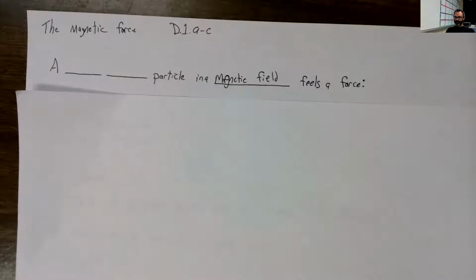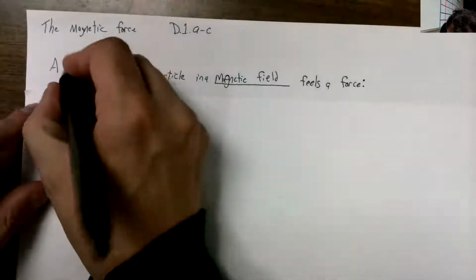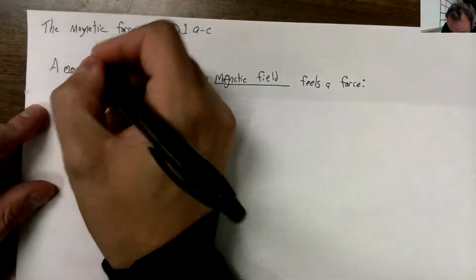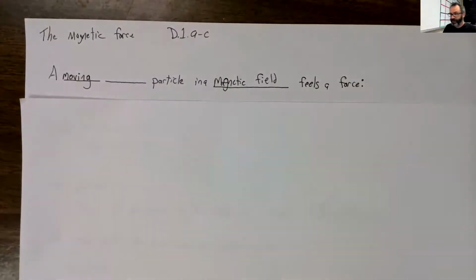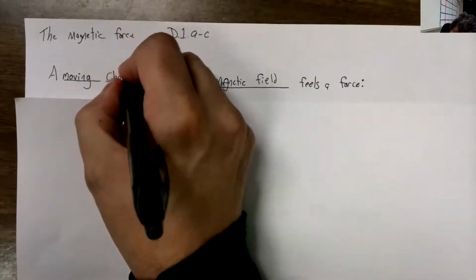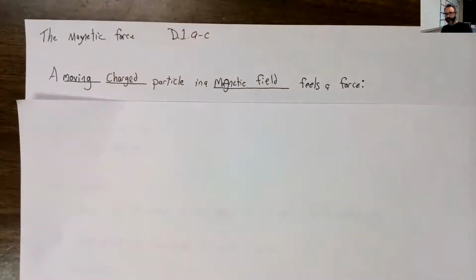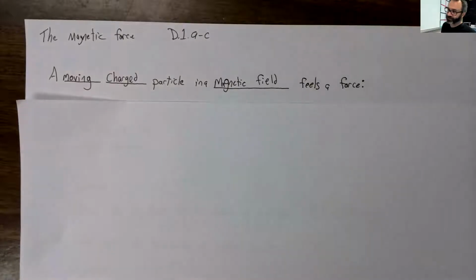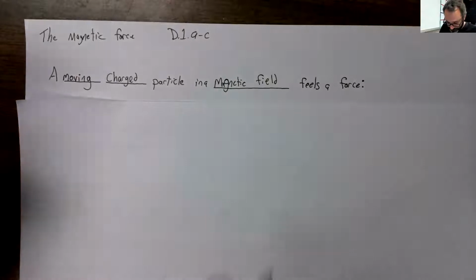Does it have to be moving? It does. It has to be moving, yes. A particle that's stationary or standing still at rest is not going to feel a magnetic force ever. And what else? Does it have to be charged? Yeah, it's got to be a charged particle. A moving charged particle in a magnetic field is going to feel a force. If it's not charged, it won't feel a force. If it's not moving, it won't feel a force.